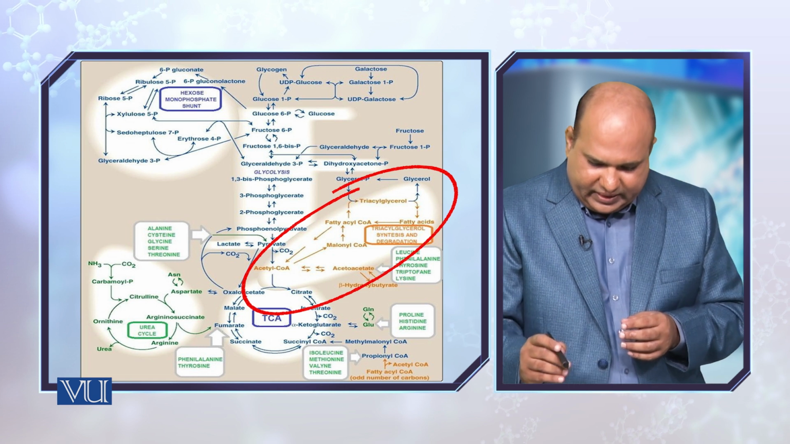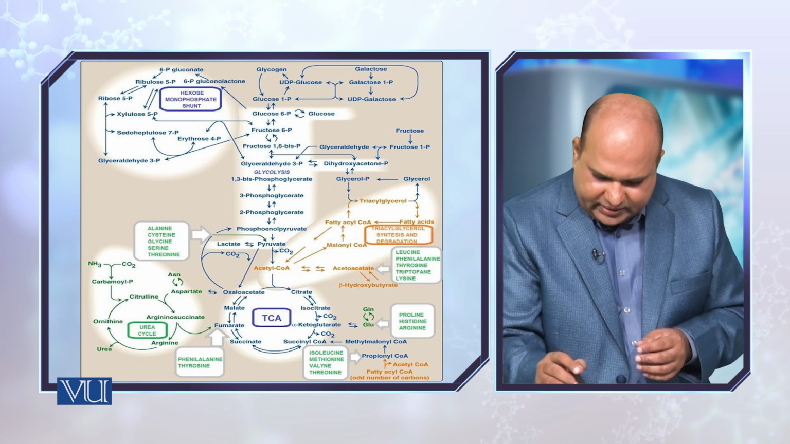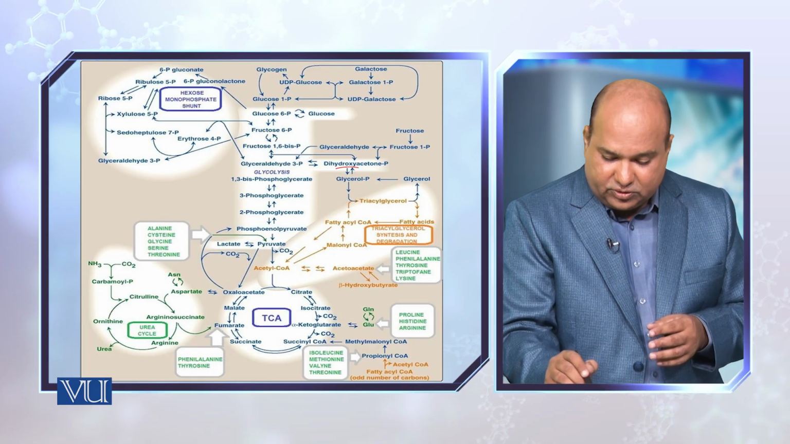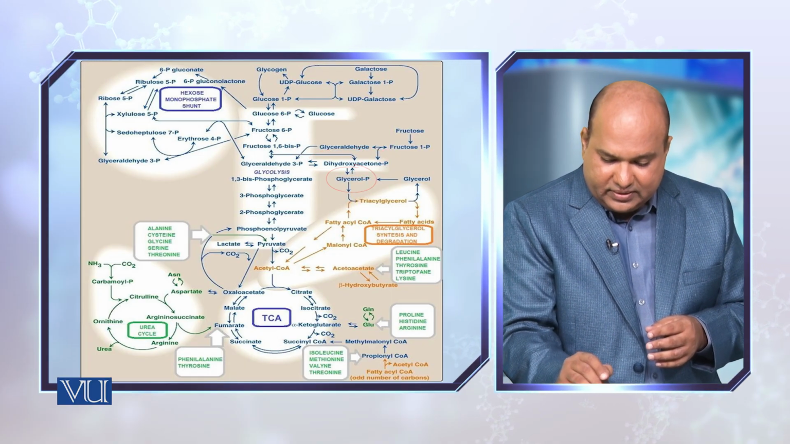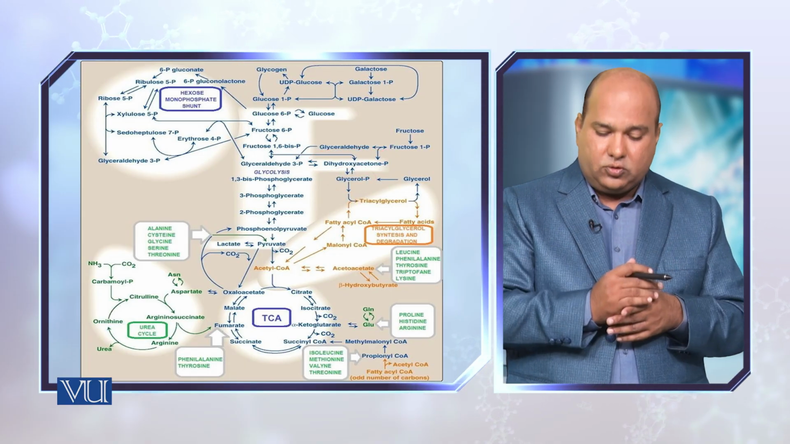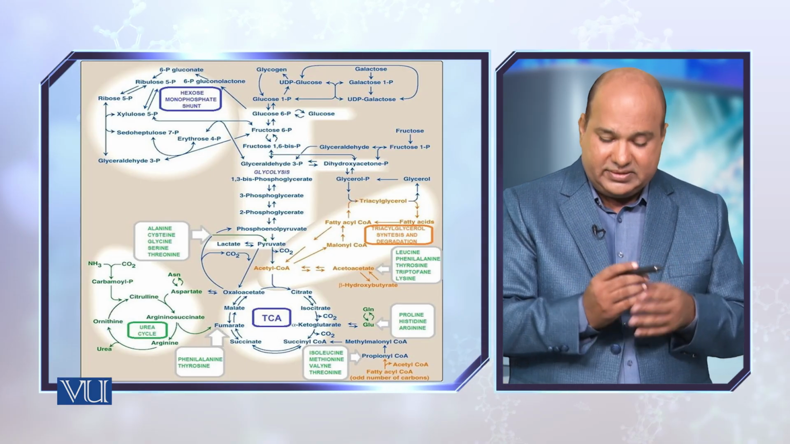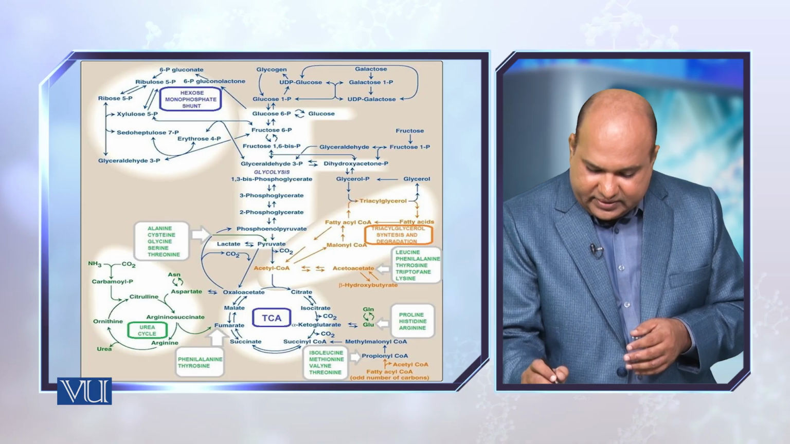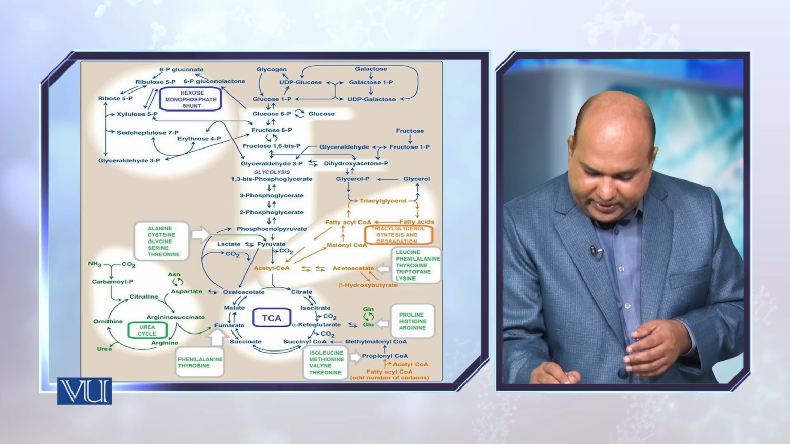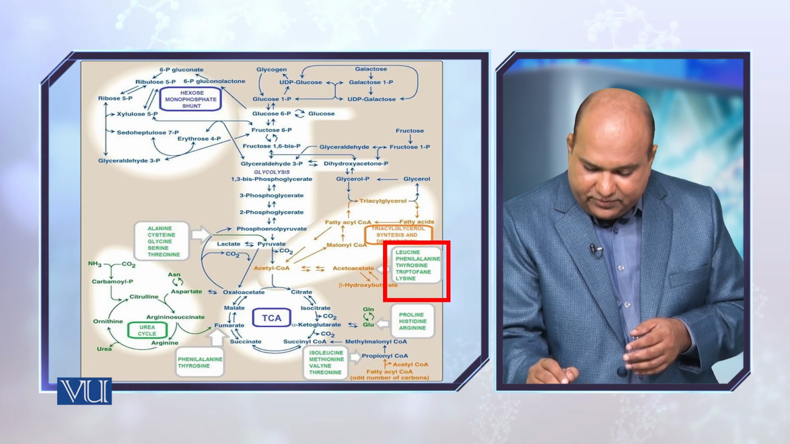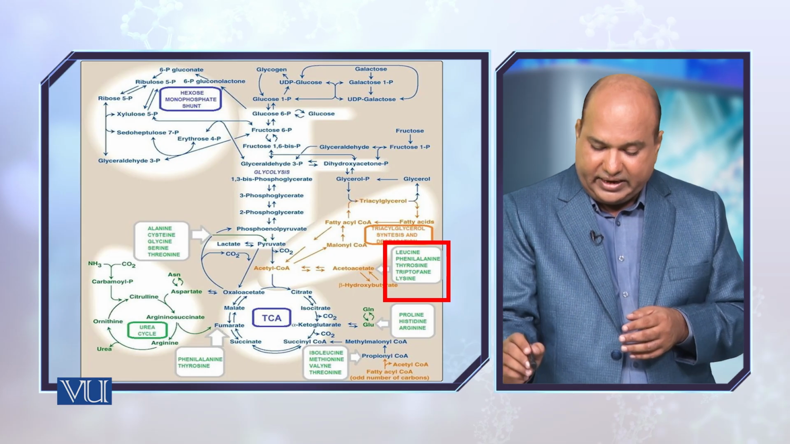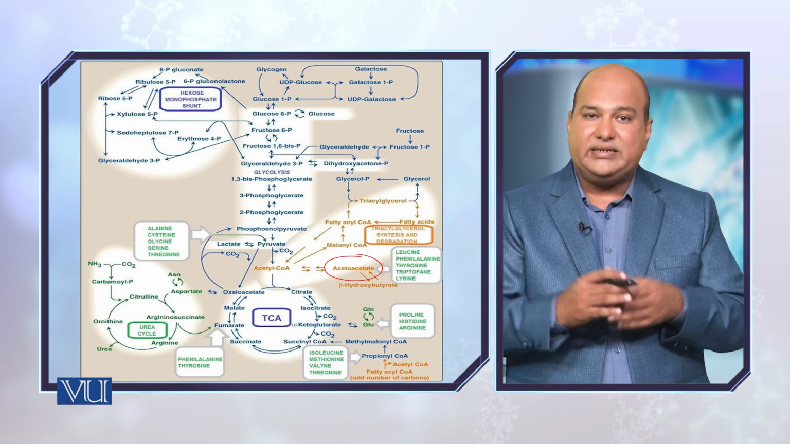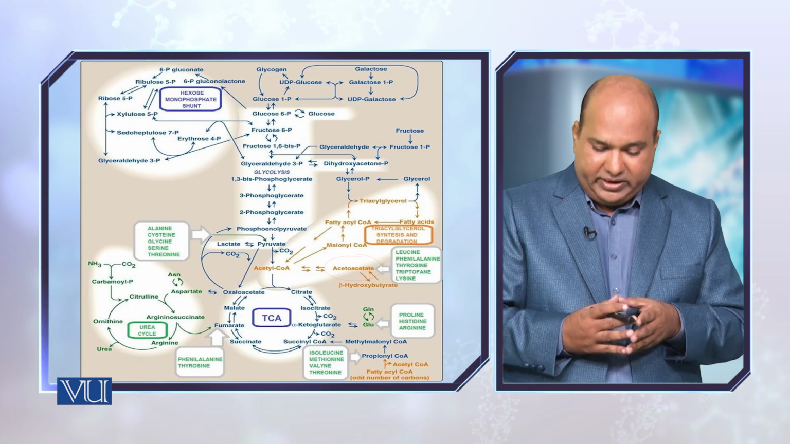Now here is dihydroxyacetone phosphate, which gives rise to the formation of glycerol. It comes from the metabolism of glucose in glycolysis. Then you can also see different amino acids, like leucine and tyrosine, which give rise to acetoacetate, a very important ketone body.